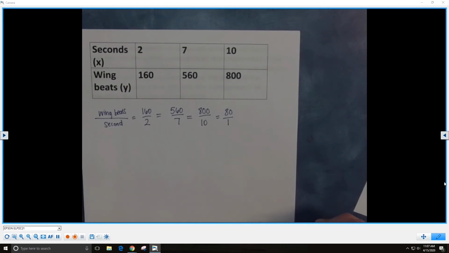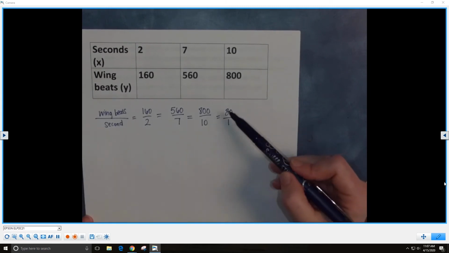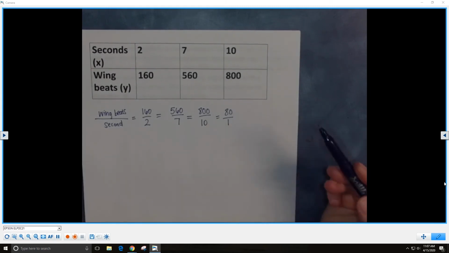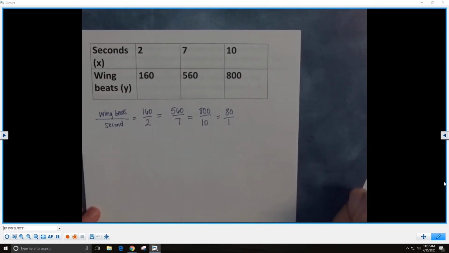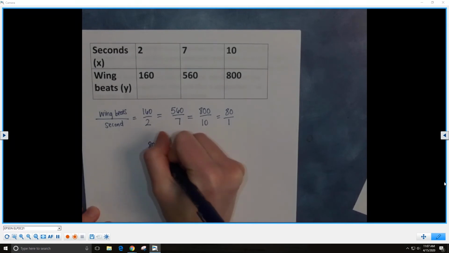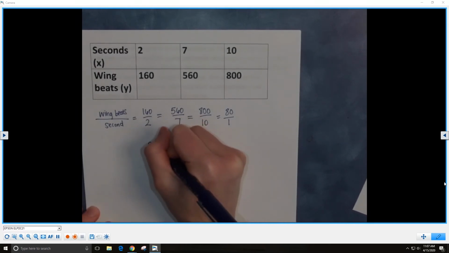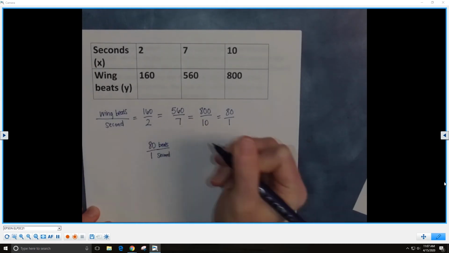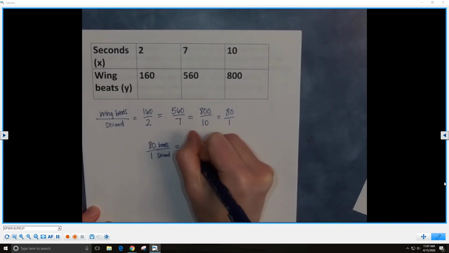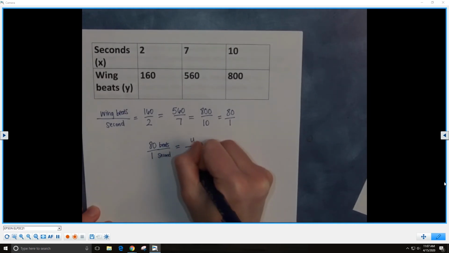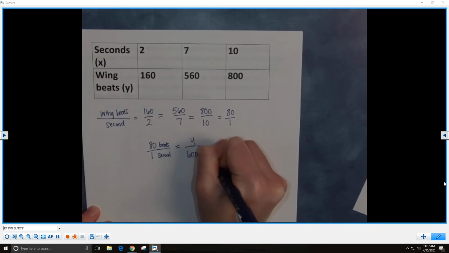Let's use this information to determine the number of wing beats in 60 seconds. How can we do that? Well, if we know that the wings beat 80 times per second, how many times will the wings beat in 60 seconds? Well, let's set up a proportion. So 80 beats in 1 second is equal to some number of beats in 60 seconds.